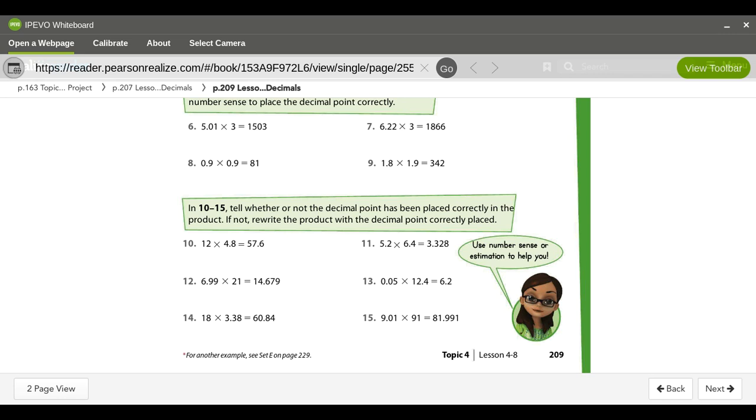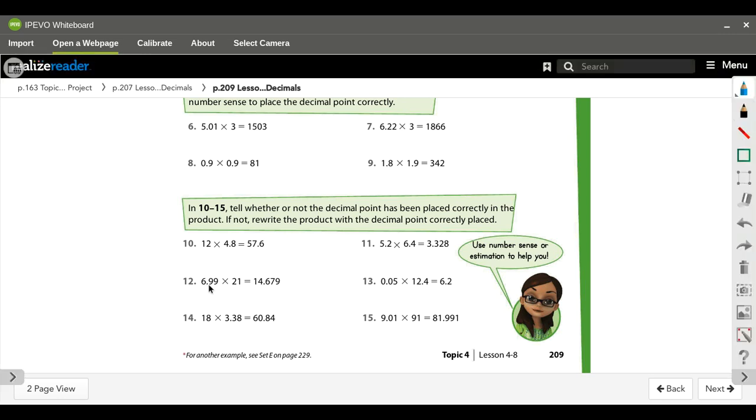Actually, I'm going to jump down to number 12. When I take a look at number 12, I have 6 and 99 hundredths multiplied by 21, and I get 14 and 679 thousandths. Well, 6 and 99 hundredths is greater than 1. 21 is greater than 1. So my product needs to be greater than both factors. Right now it's not. It's less than 21. So it's not in the correct spot. So I'm going to write incorrect.